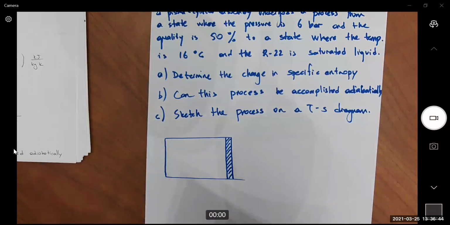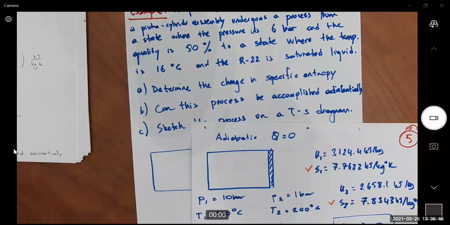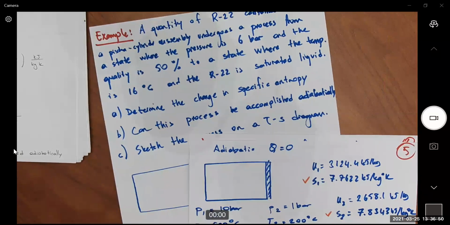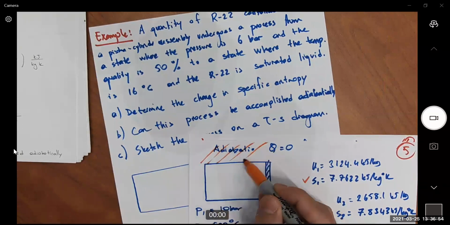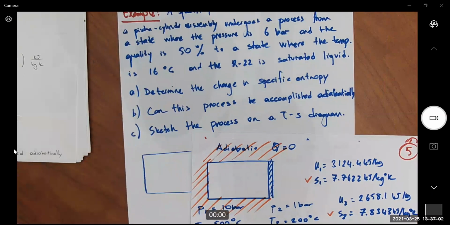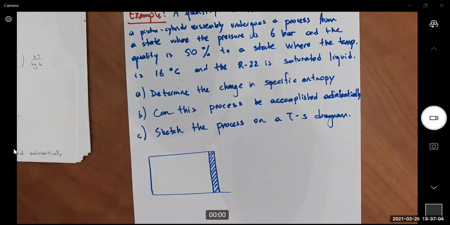In the previous problem, when I sketched, I forgot to show that it's adiabatic, meaning that it's insulated. I stated it, but I didn't show it on the sketch. Sorry about that. Okay. Closed system.